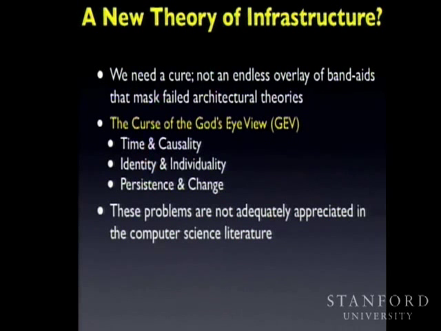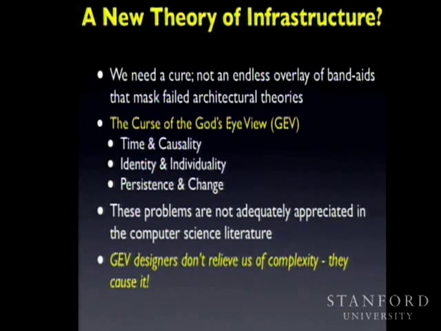And then there's this issue called persistence and change, which is also a major physics and philosophy issue. These are two deep issues that are just as deep as the time issue I've mentioned. So those problems are not adequately appreciated in the computer science literature. That is my claim. And here's the bottom line.